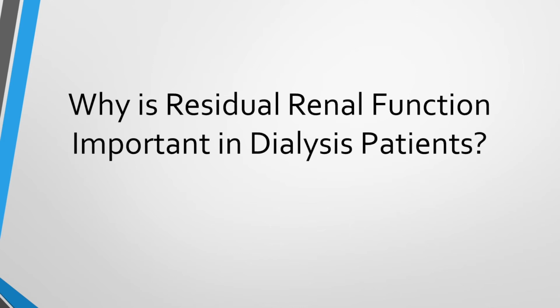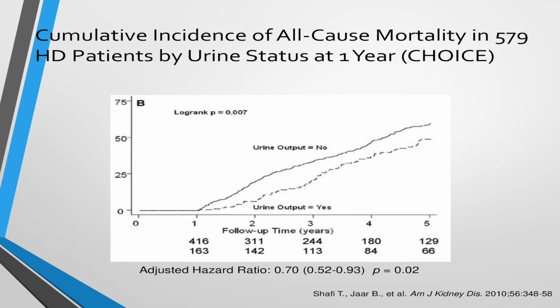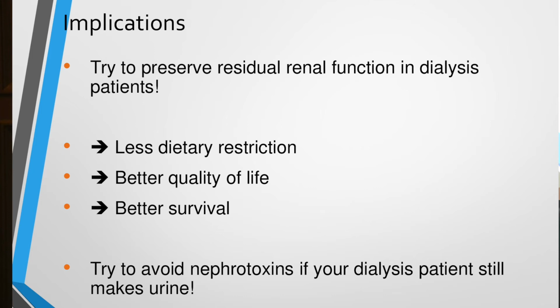I want to bring attention for all you folks to the residual renal function. What that means is that even though the kidneys are working, say, 4%, 5%, their GFR is 4, 5, this little bit of kidney function is very important. This study basically shows that among patients on dialysis, those who have urine output versus those who don't, patients who have urine output have lower mortality.